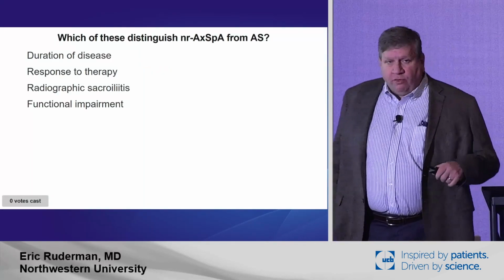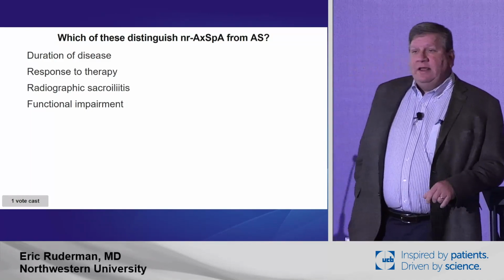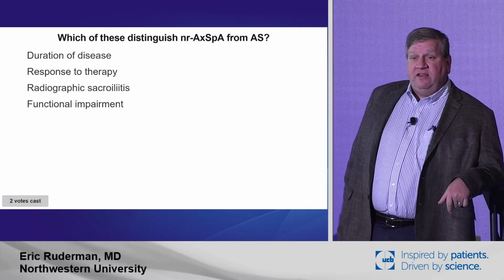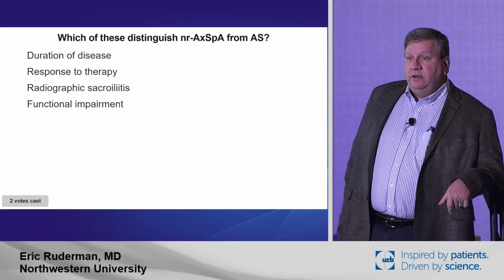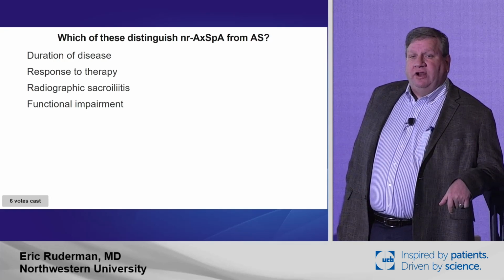Okay, so we're going to start with a question before I even get rolling. What is non-radiographic axial? What distinguishes this from ankylosing spondylitis? The duration of disease, response to treatment, sacroiliitis, or functional impairment? What's the main differentiating factor?